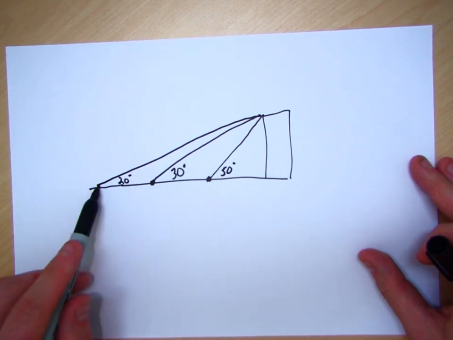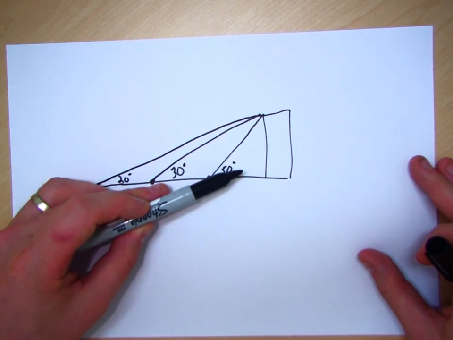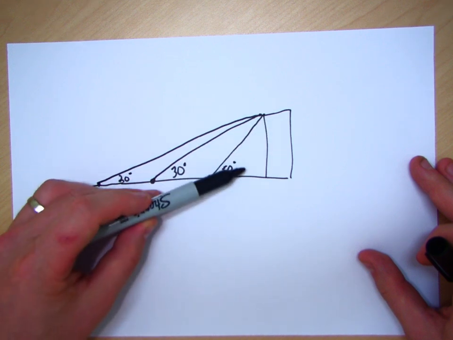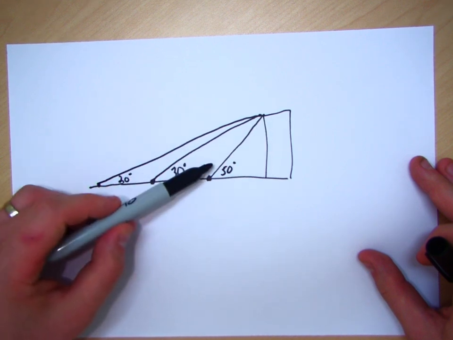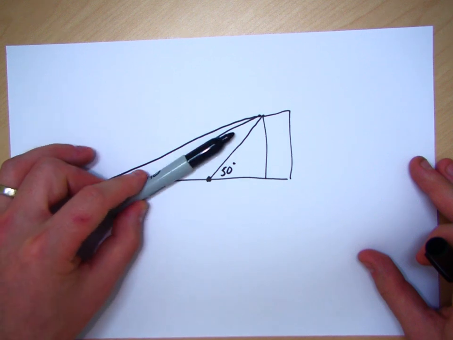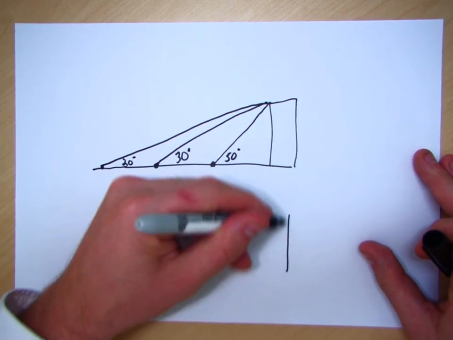As I walk towards the building, I have to look higher and higher and higher into the sky to get to the top of the building. So my angle will increase. This is called angle of elevation. Again, it's from the horizontal up. There's also something called angle of depression.